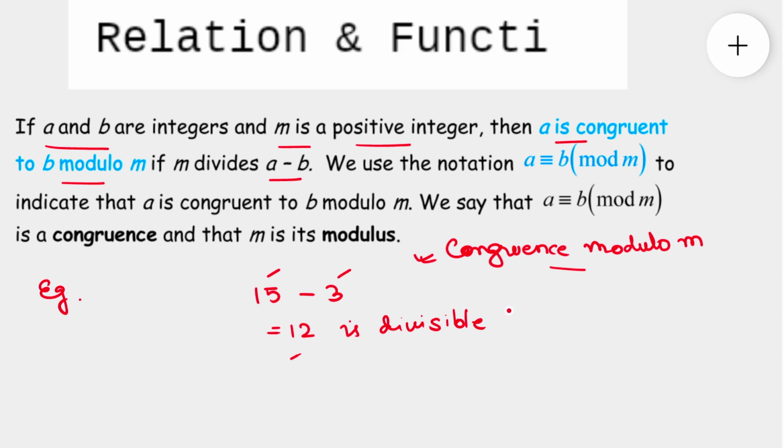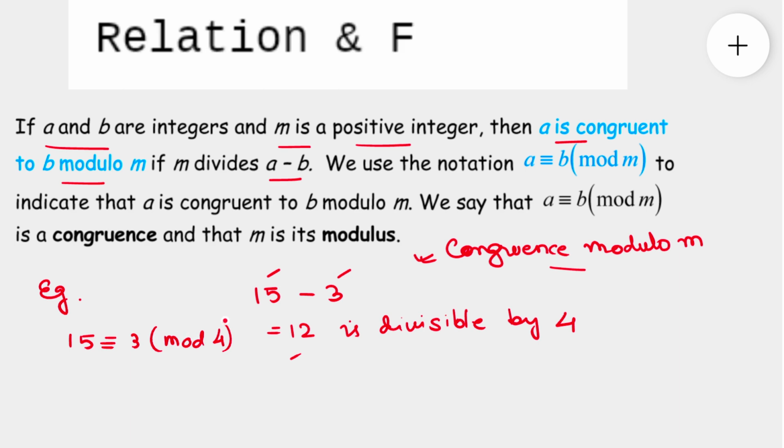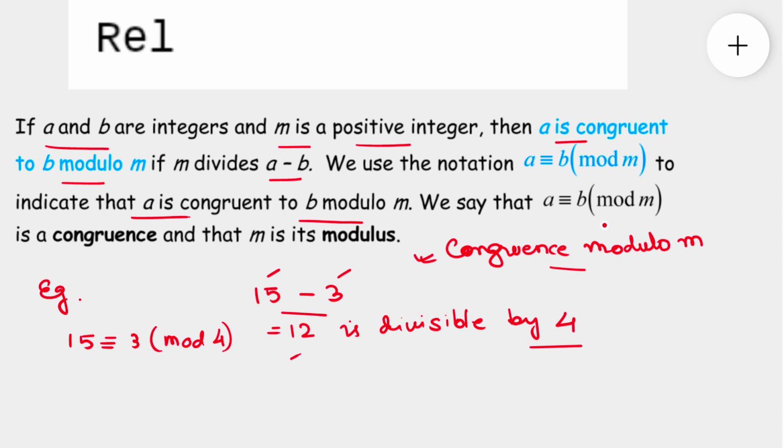Now this particular statement can be written as 15 congruent 3 mod 4. This is the definition where we say that 15 is congruent to 3 mod 4, which implies that the difference of 15 and 3 is divisible by 4. We use the notation a congruent b mod m to indicate that a is congruent to b modulo m. Verbally, we say a is congruent to b, and m is its modulus.